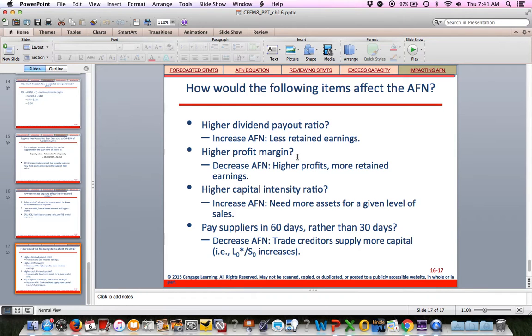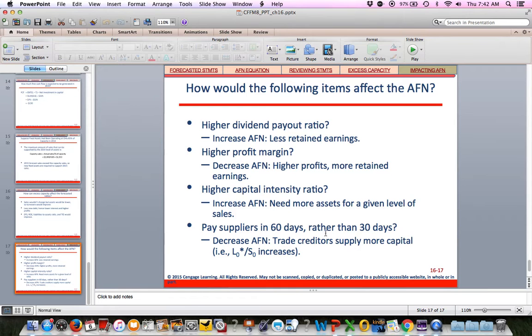A higher profit margin would decrease AFN. The more profits, the more retained earnings. That's good. Higher capital intensity ratio, that increases AFN. We need more assets for a given level of sales. Capital intensity measures how much fixed asset you need for $1 of sales. So the more capital intense we are, the more property, plant, and equipment items we need to generate a sale.